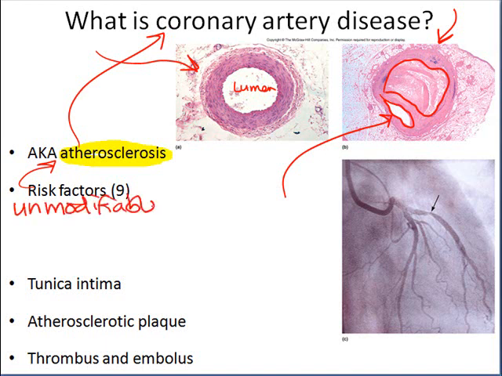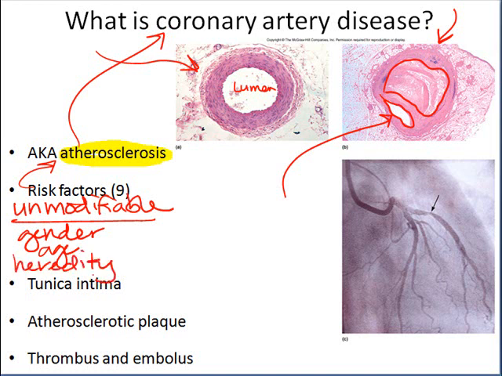Unmodifiable. These, again, are conditions we can't change, one of which is gender. Males tend to be more likely to develop coronary artery disease than females. Nothing you can do about that. Age, another thing we cannot modify. We all age with time, and the older you get, the more likely you are to have coronary artery disease. The last of the unmodifiable traits is your heredity. Some people inherit a genetic profile that makes them more susceptible to developing coronary artery disease. And again, there's nothing they can do about that. It's just the way things are.